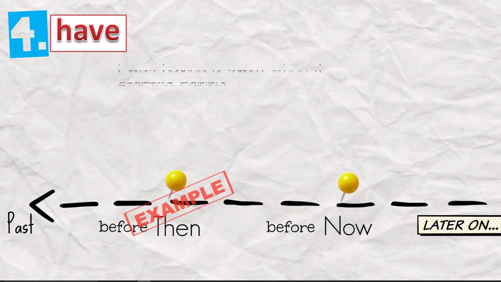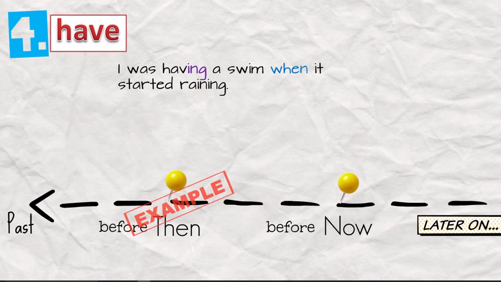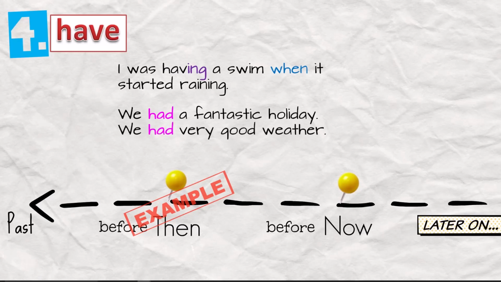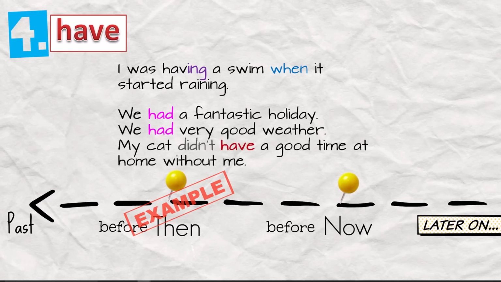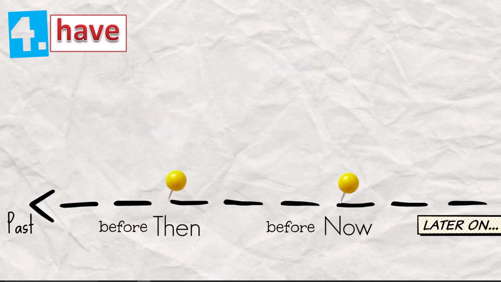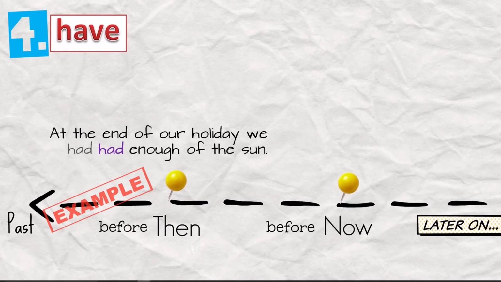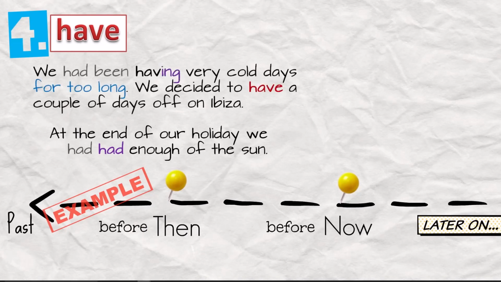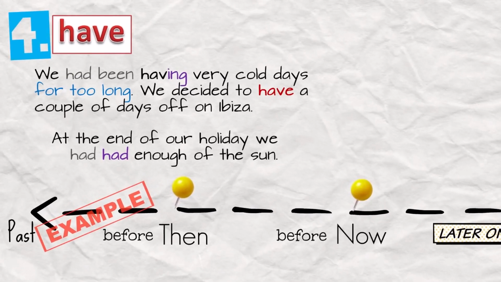The past? I was having a swim when it started raining. We had a fantastic holiday. We had very good weather. My cat didn't have a good time at home without me. At the end of our holiday, we had had enough of the sun. We had been having very cold days for too long. We decided to have a couple of days off on Ibiza.